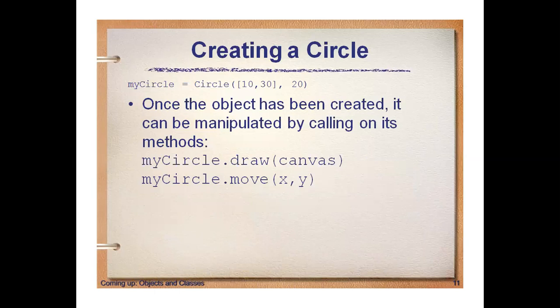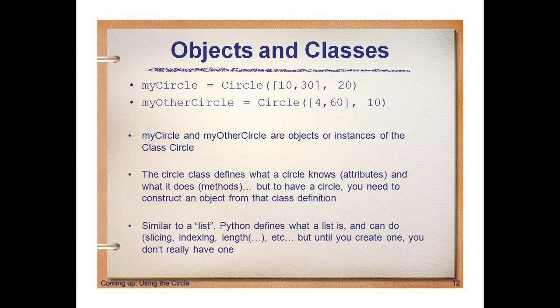So my circle dot draw. What we are required to do is try it on some samples. My circle dot move: from some initial position, I want to move my circle to a given position of x and y. So this is the work of the methods. Now once we have defined the classes, we are required to make objects out of it so that we can get a feel for how things work here.